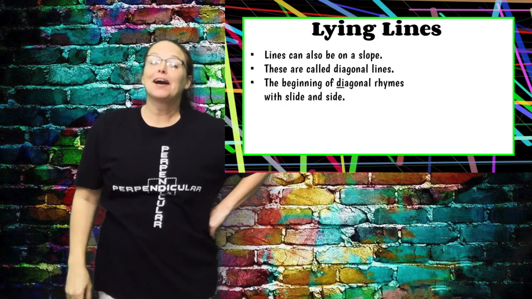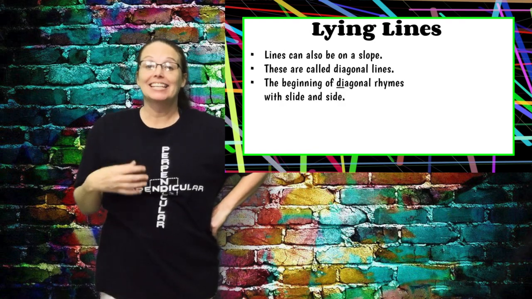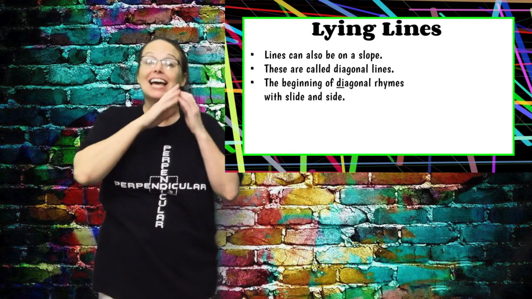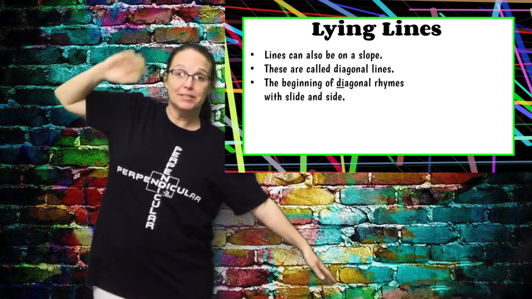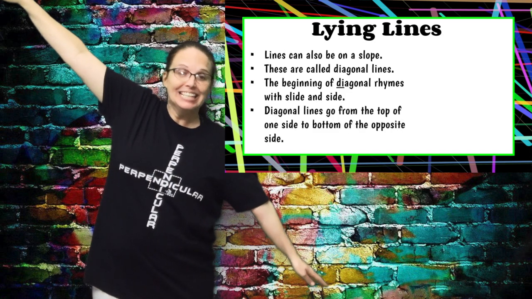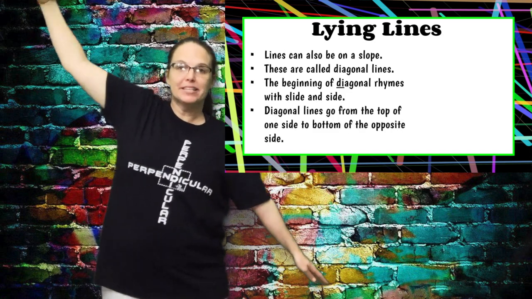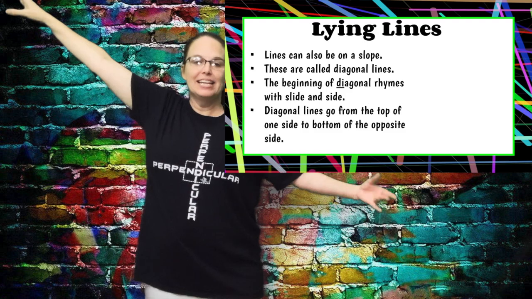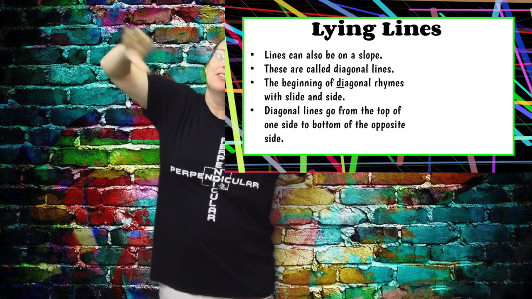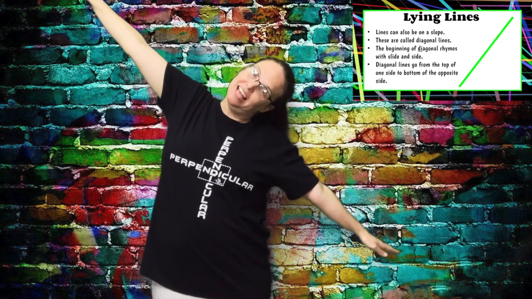Diagonal begins like slide and side. So I think of this as a slide going from side to side. Diagonal lines go from the top of one side to the bottom of the other side, so they're like diagonal lines.